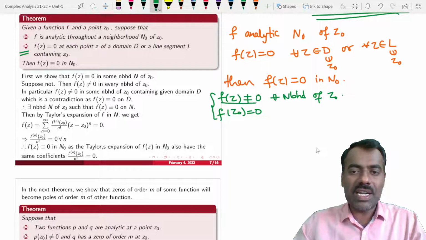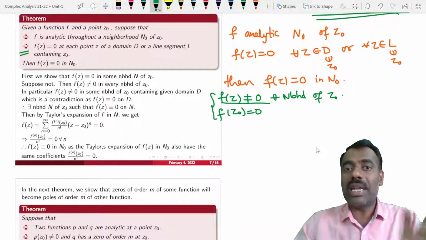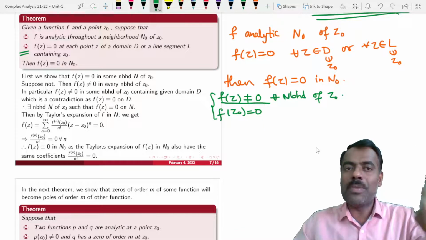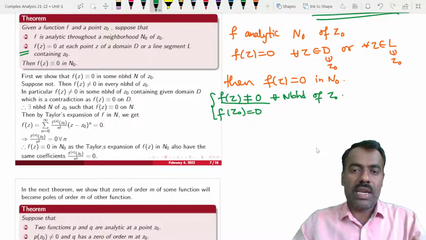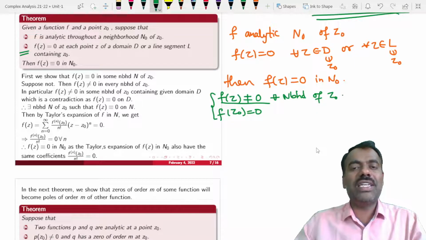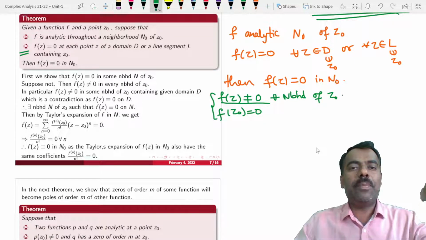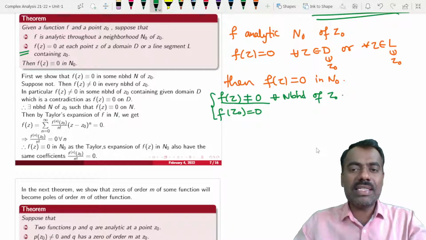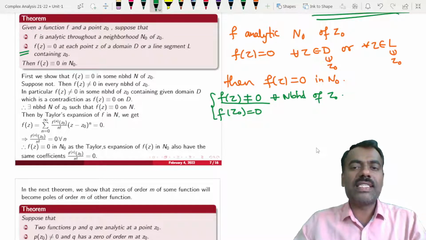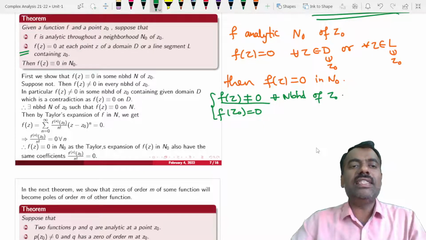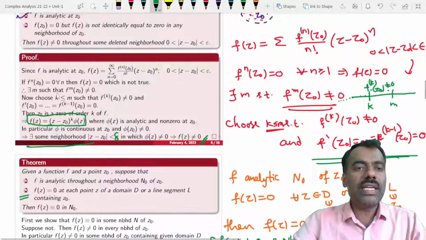Remember, f of z not equal to 0 does not mean at every point. At least there will be one point in that neighborhood where f of z is non-zero. And we know already z naught is a 0, so f of z naught is equal to 0. So by the previous result, there exists some neighborhood of z naught such that f of z is not equal to 0 throughout that neighborhood.